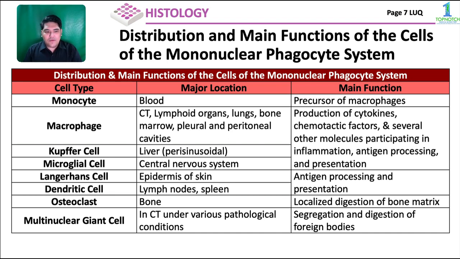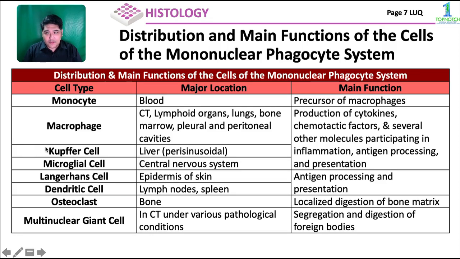And then you have your multinuclear giant cell. This is in connective tissue under various pathological conditions. Later on, when it becomes a multinuclear giant cell, you will know what the buzzword disease is. Okay, so important here, because this is always asked.